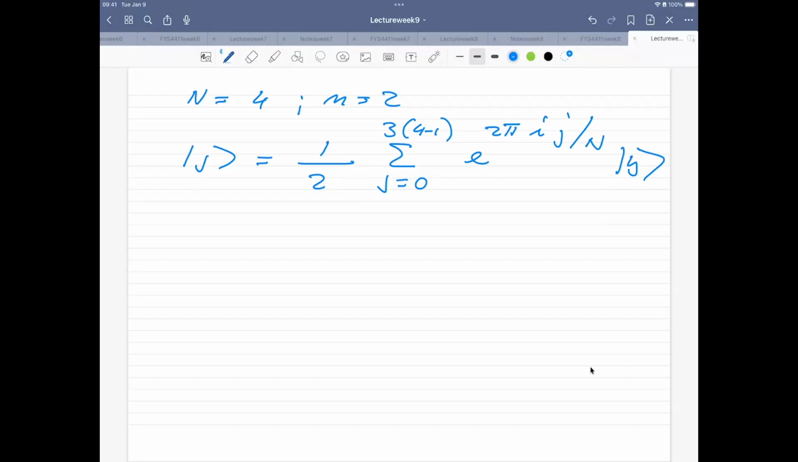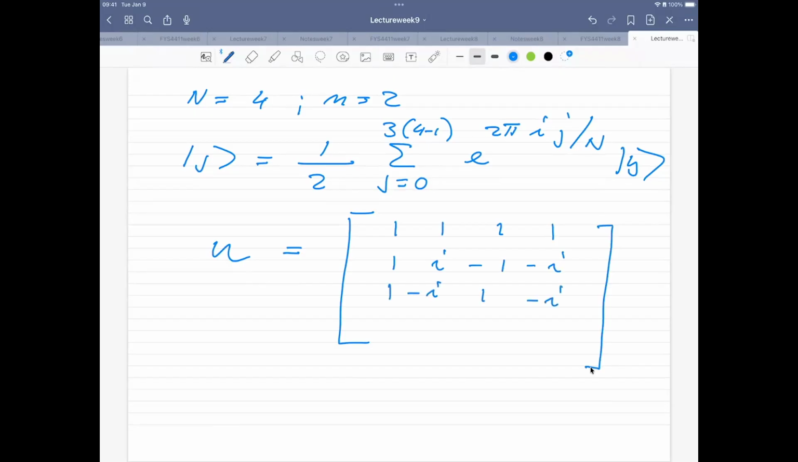Now, what you would find then is that this matrix U, if you look at this expression for the 2 qubit case, is going to be equal to, as we set up before, 1, 1, 1, 1, then 1, i, minus 1, and minus i. So when we set in all the coefficients, then 1, minus 1, 1, minus 1, and 1, minus i, minus 1, and then i. So I hope I'm writing this correctly.